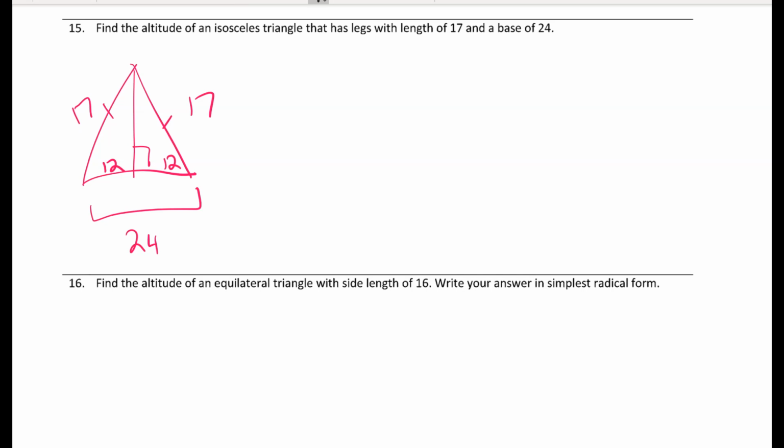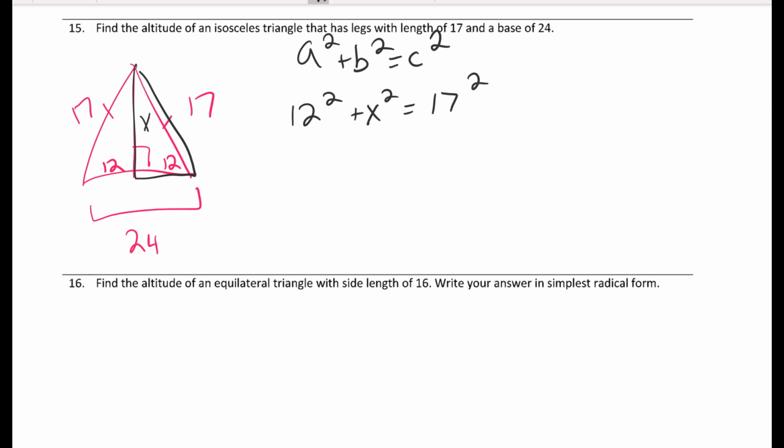So this is again one of those problems where I'm missing one of the legs of my right triangle. Remember, an altitude is perpendicular to the base. So I can set up another Pythagorean formula, a squared plus b squared equals c squared. I've got one of my legs, I'm missing one of my legs, and I have the hypotenuse. 12 squared is 144, 17 squared is 289. I don't expect you to know all those off the top of your head. You could plug those in.